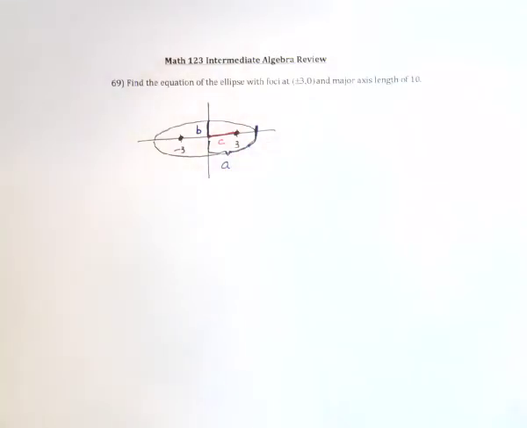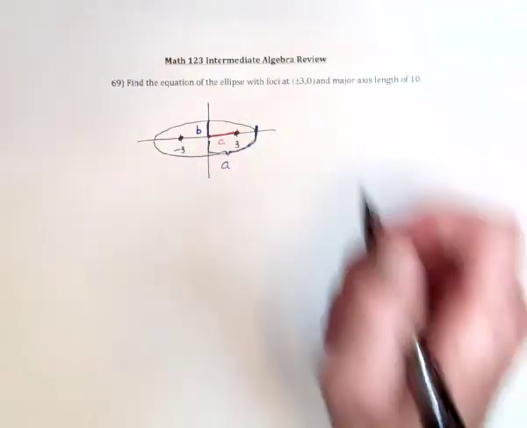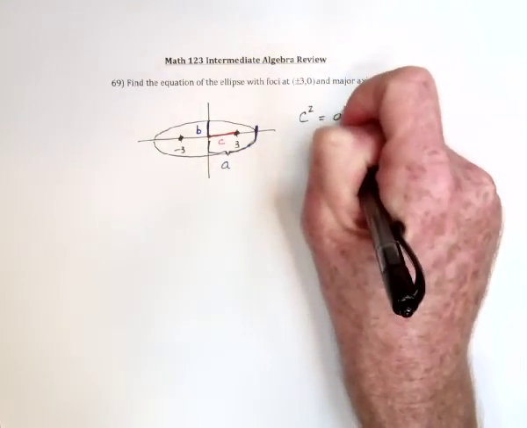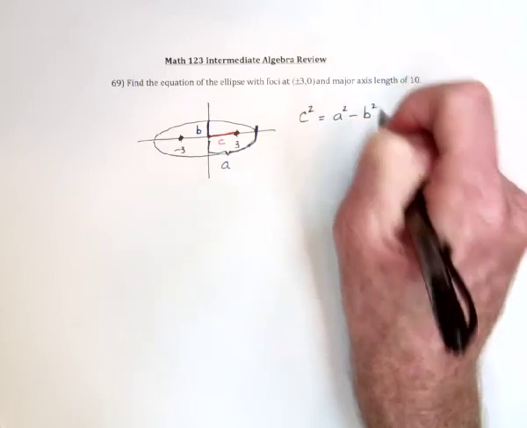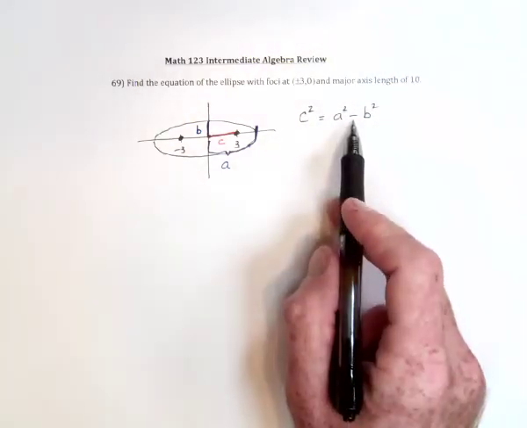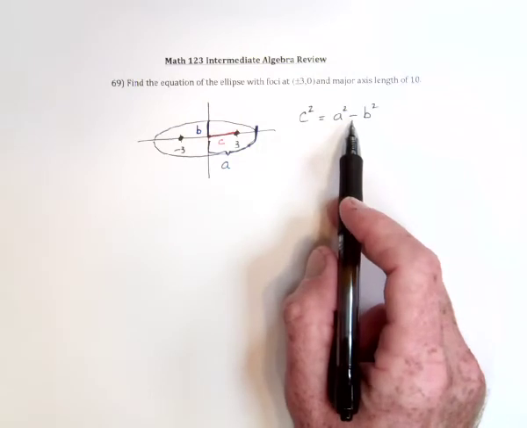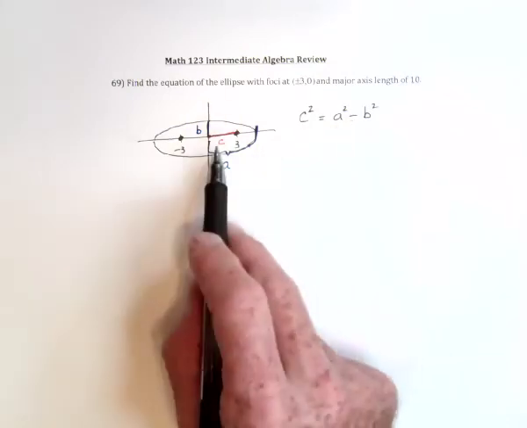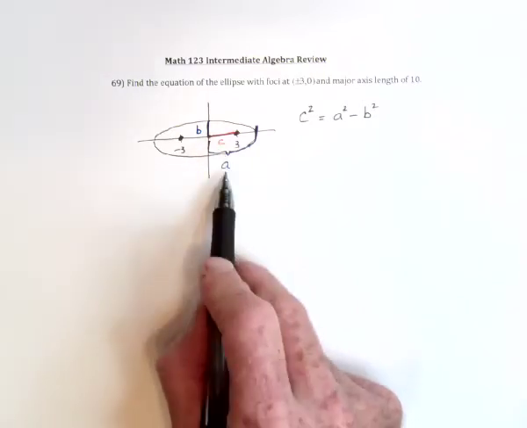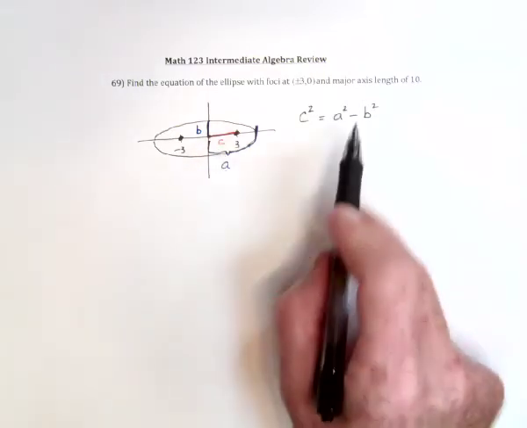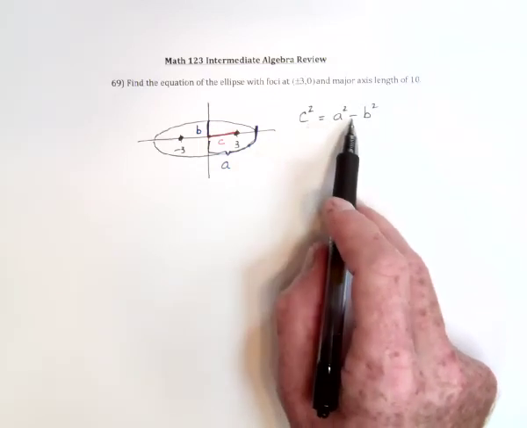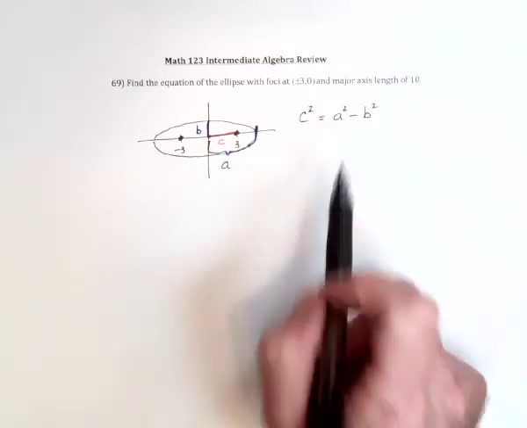And then there's a formula that's very similar to the Pythagorean theorem. C squared equals A squared minus B squared. For an ellipse, this equation for C has subtraction because, as you can see from the picture, the C is smaller than the A. So if you put plus here, then that would say the C is the A plus some more, but it's not. It's smaller than the A, so this is subtraction.